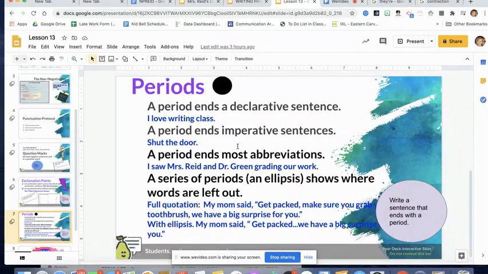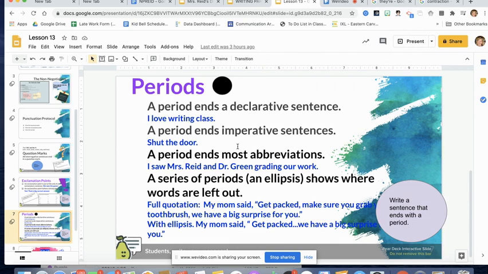And the last but not least is the almighty period. A period ends a declarative sentence. Those are sentences where you declare something. I love writing class, period. I know you're tempted to put an exclamation mark because you really love writing class, but for this example, we're just going to put a period.